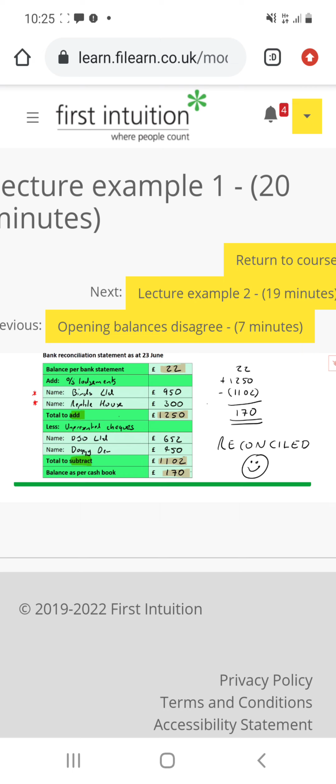Something you need to be familiar with, and something you need to be able to do in this assessment. You could easily get a task along these kind of lines.